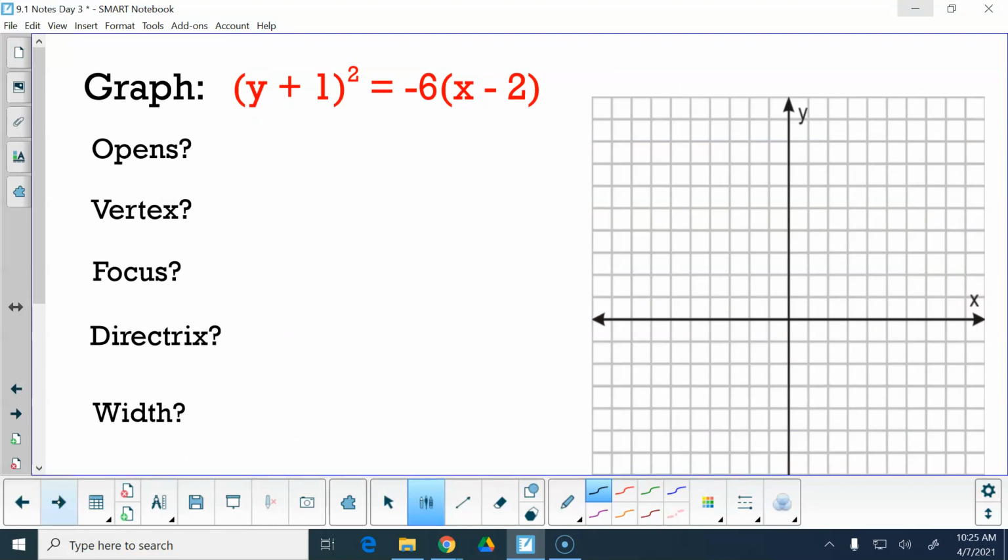Try that one. Opening. Which way? Left? Why left? Because the square is on the y, so that's left to right, and it's -6. So yep, that's going to be a left open. Okay. Where's my vertex? 2, -1.